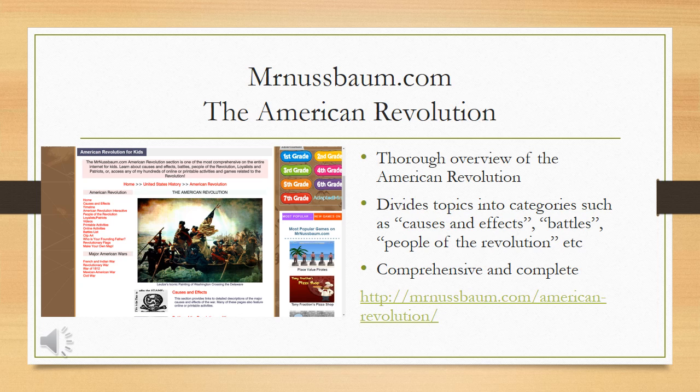The categories include causes and effects of the Revolution, major battles of the Revolution, people of the Revolution, and so forth, giving teachers the opportunity to select specific pieces from this website or to utilize the website in its entirety. It's very comprehensive and a complete discussion of the American Revolution.